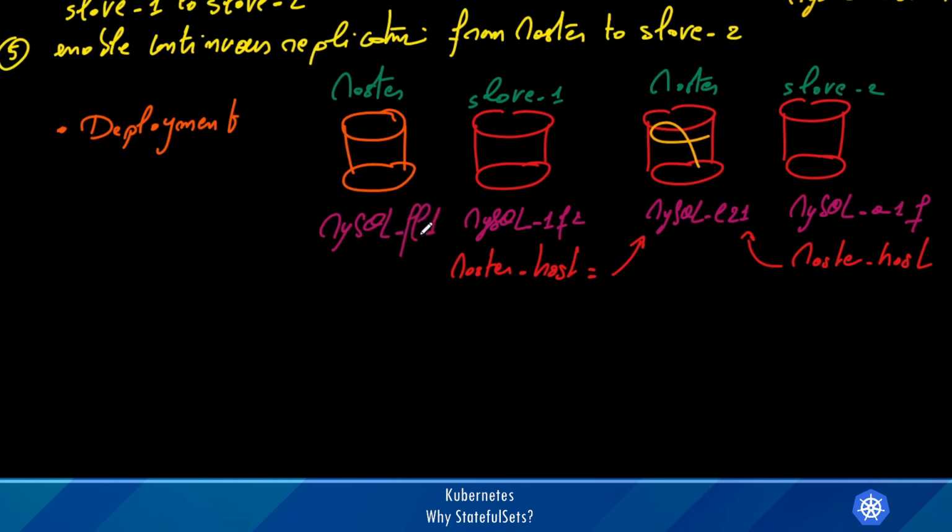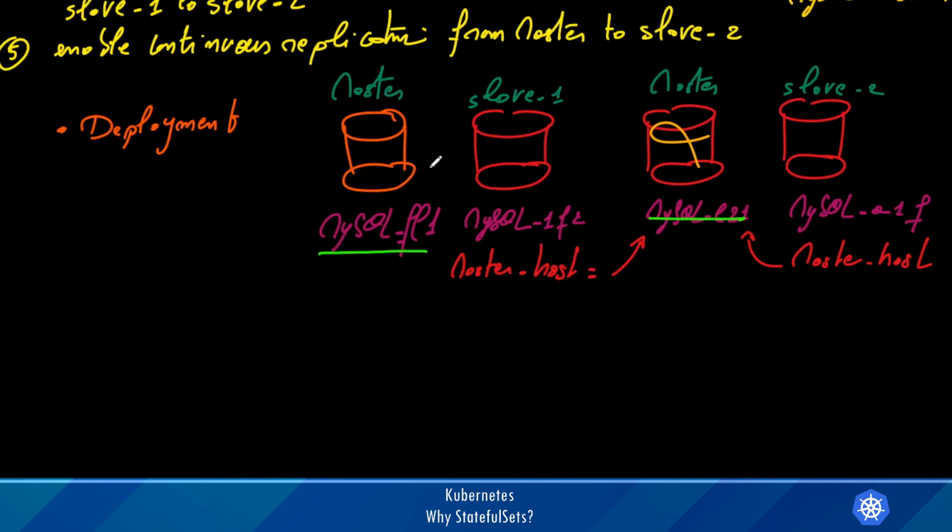combined with those characters. So now the address of the master has changed, but the slaves are not aware of that. The slaves are still pointing to this address, which is the address of the MySQL master pod that doesn't exist anymore. And we have the same issue if we use the IP address, because the IP address is dynamically assigned to pods.